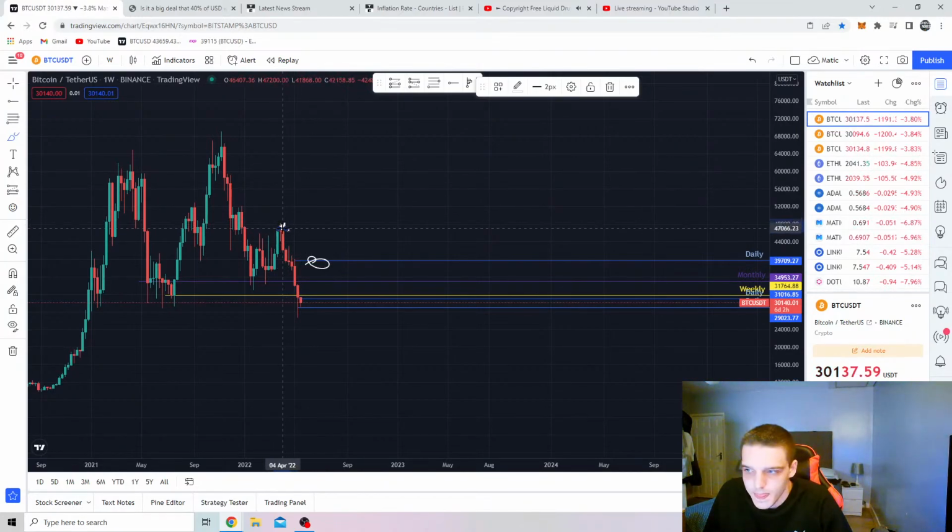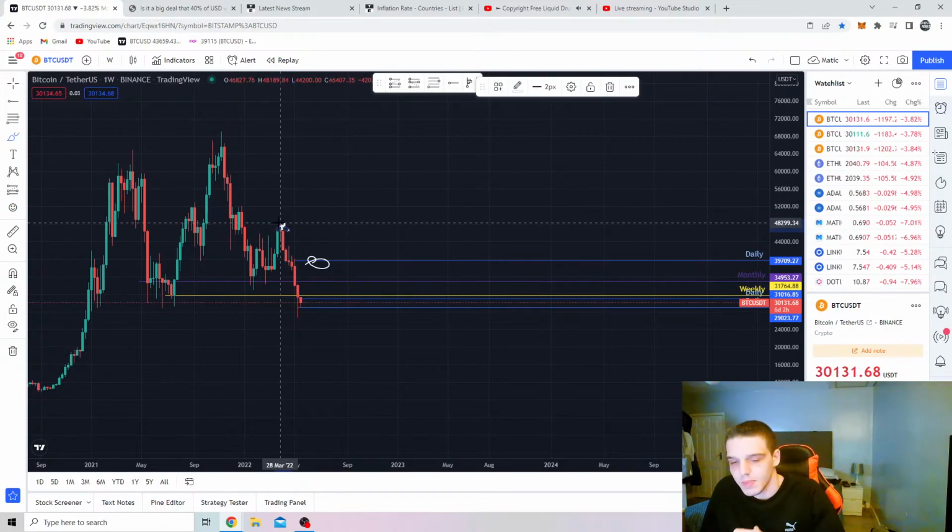Yeah, so that 45, 46k area, that's almost a confirmation of bullish market structure. So that will be a good start at least. That will be a brilliant sign. And then after 45k, we have 48,000. Okay, that 48,000 is another important level.